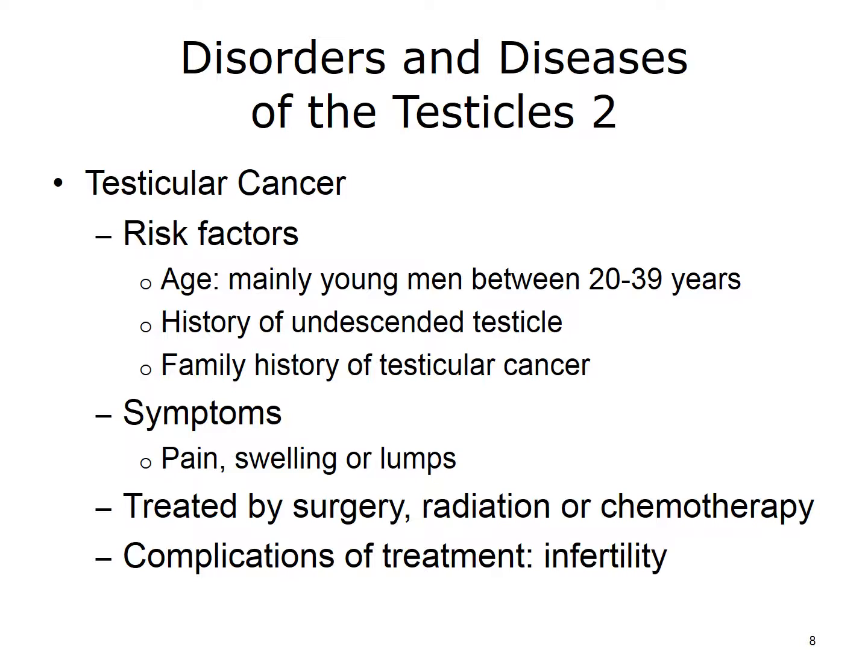And finally, testicular cancer can form in a man's testicles. This type of cancer mainly affects young men between the ages of 20 and 39. It is also more common in men who have had abnormal testicle development, have had an undescended testicle, and have a family history of the cancer.